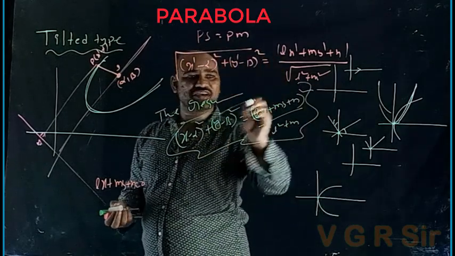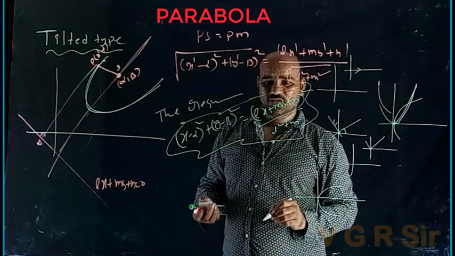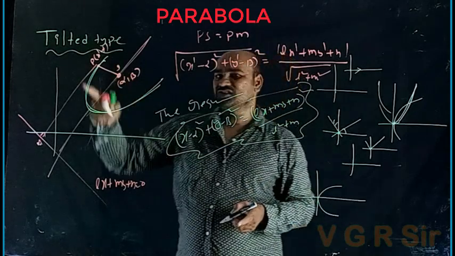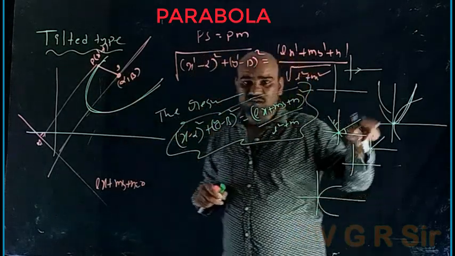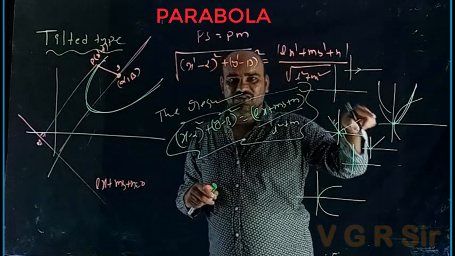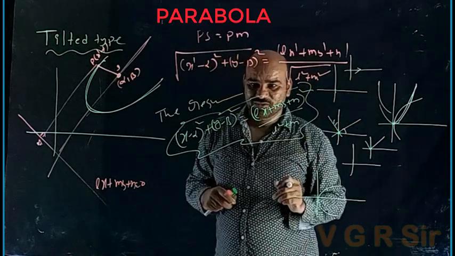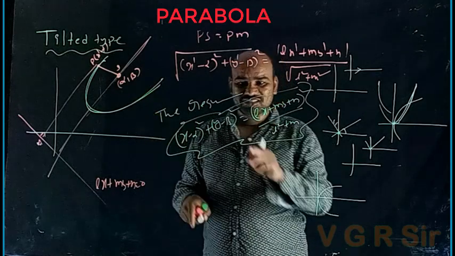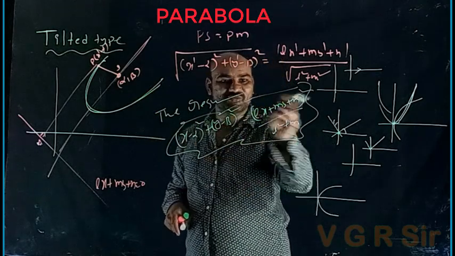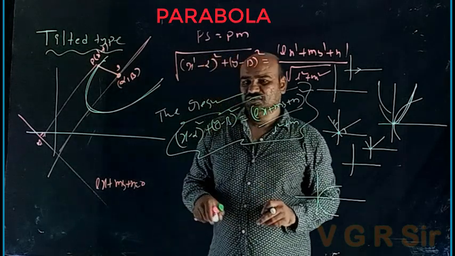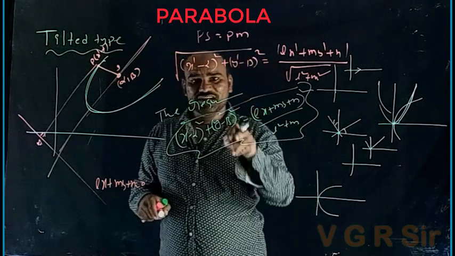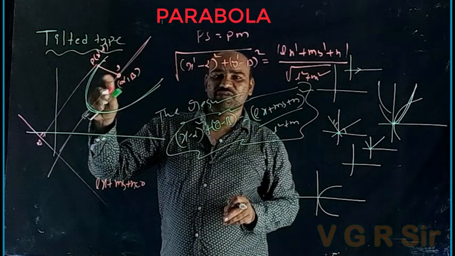So simplify this. What will you get? That is the locus equation of this parabola. Important note: in the standard forms, in the locus equations, there is no xy term. But in this situation, there will be an xy term. After simplifying this, you will get the xy term also. After simplifying, that is the locus equation of this parabola.